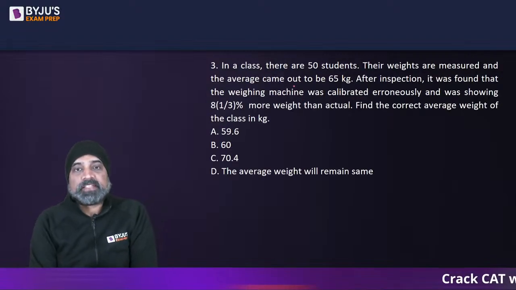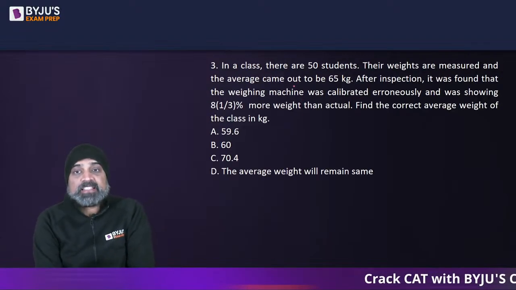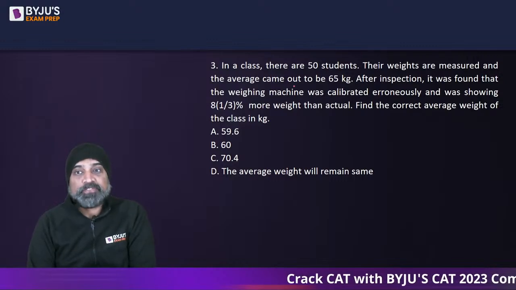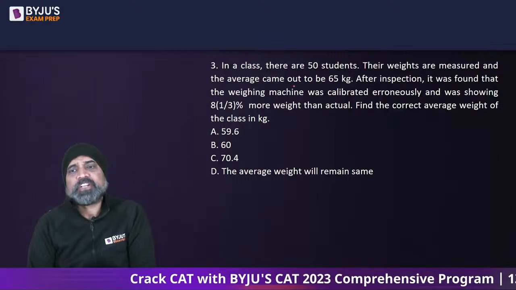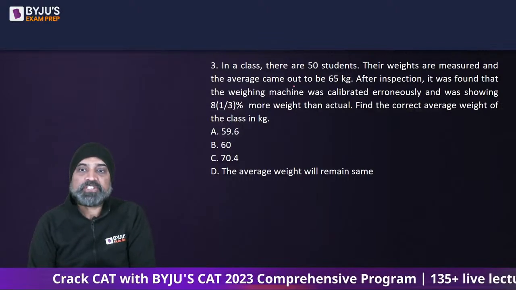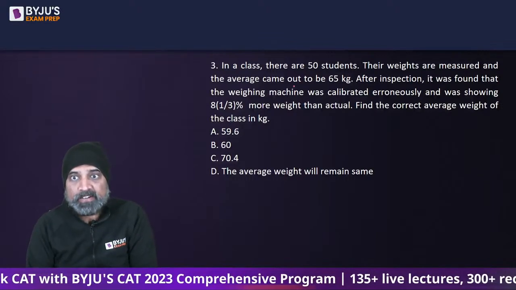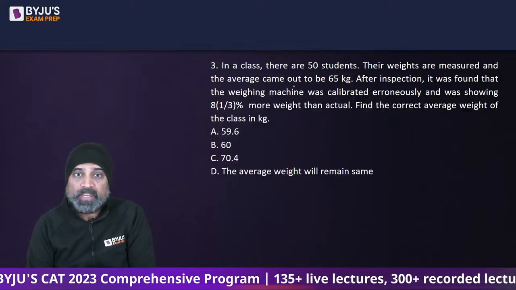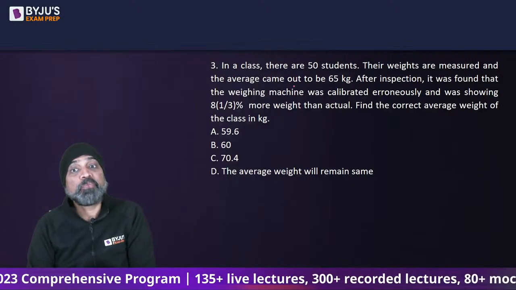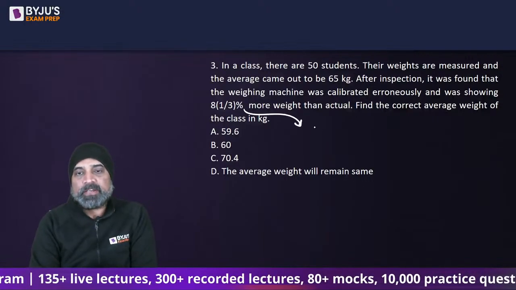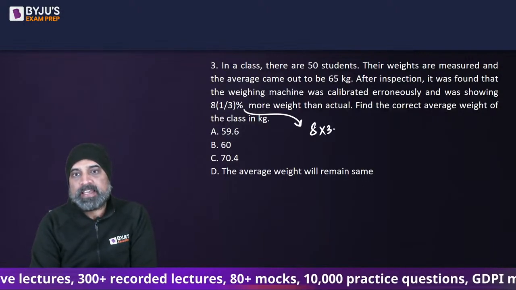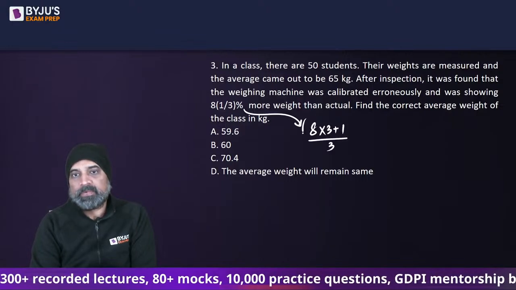Okay. Next, in a class there are 50 students. The weights are measured and the average came out to be 65 kg. After inspection, it was found that the weighing machine was calibrated erroneously and was showing 8 1/3% more weight than actual. Okay, so let's deal with 8 1/3. 8 1/3 is 8 into 3 plus 1 whole divided by 3%.